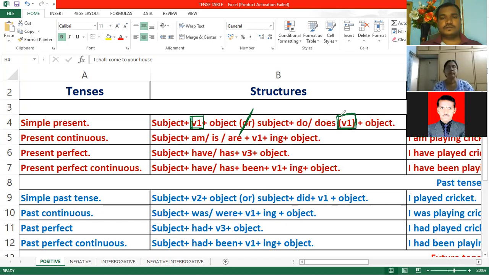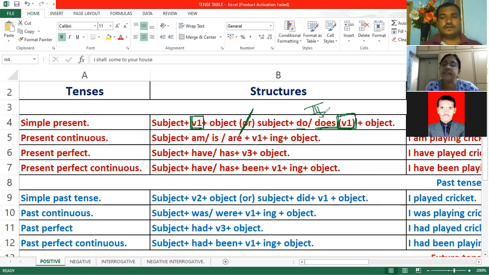Another difference you should remember is do and does. When should you use do, and when should you use does? If it is third person singular, then does. In all other conditions, do.